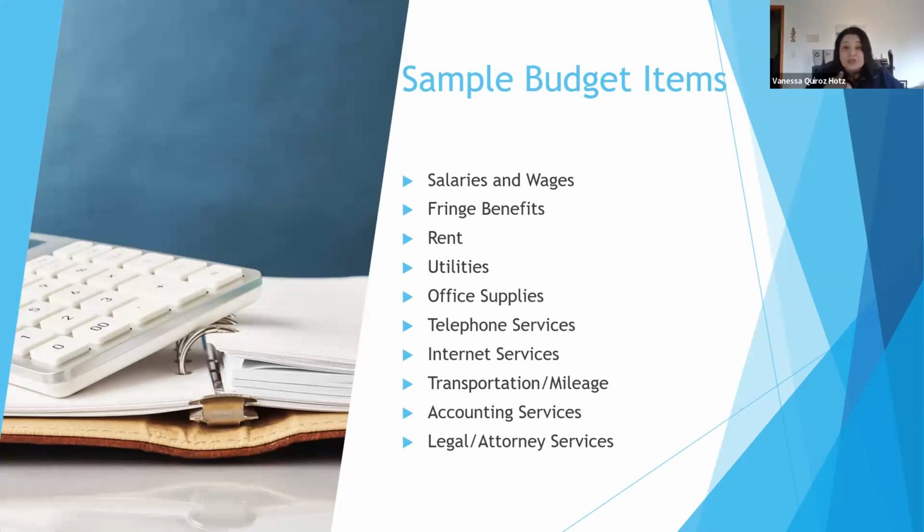Some of the things we're going to talk about, we do have a number of items to go through, but a sample budget, what it may look like is you'll have salaries, you'll have your fringe, you may have rent, you may have utilities. Rent and utilities sometimes are considered an indirect cost, but we'll talk about that. Same with office supplies, telephone, internet, transportation, accounting services, legal services. These all can be part of a budget.